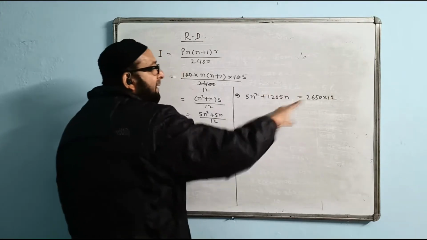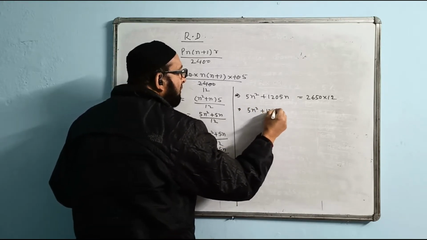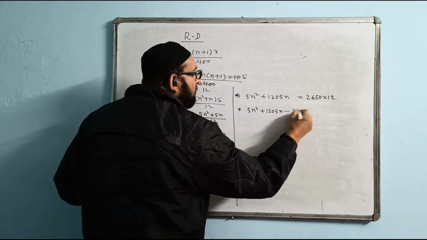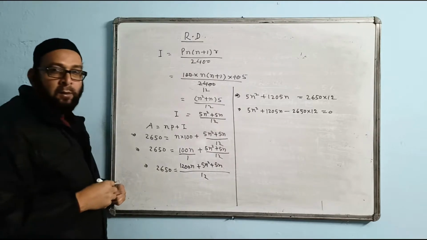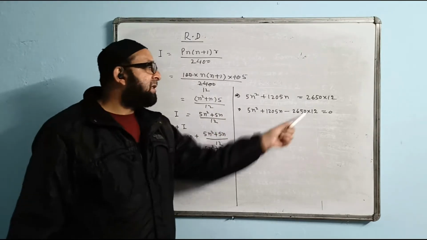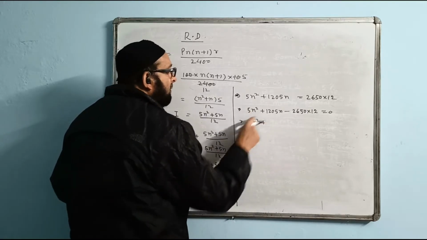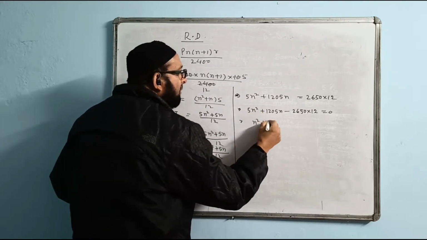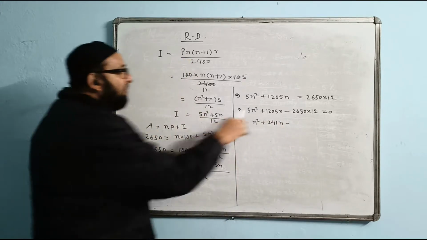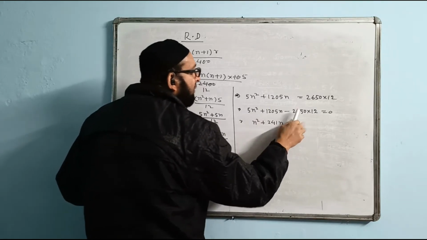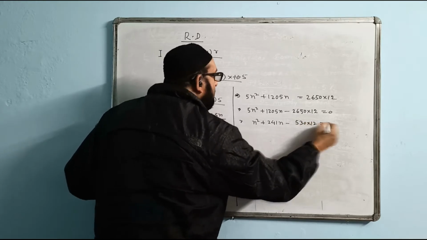Get everything on one side and equal to 0. Right, like this: 5n square plus 1205n minus 2650 into 12 equal to 0. With 5, everything is divisible, we will divide. It will become n square plus this thing divided by 5. What is the answer coming? We will check. 241 will come. Minus 5 into this I will divide now. 5 into this will come, 5 5 is 25, 530 into 12 equal to 0.